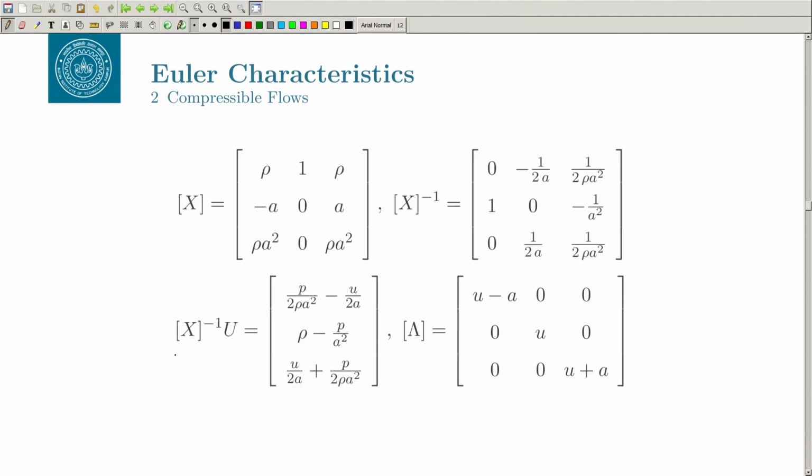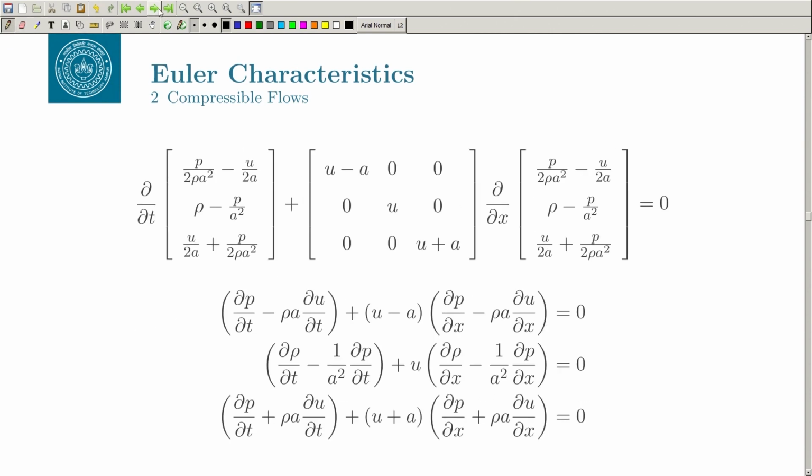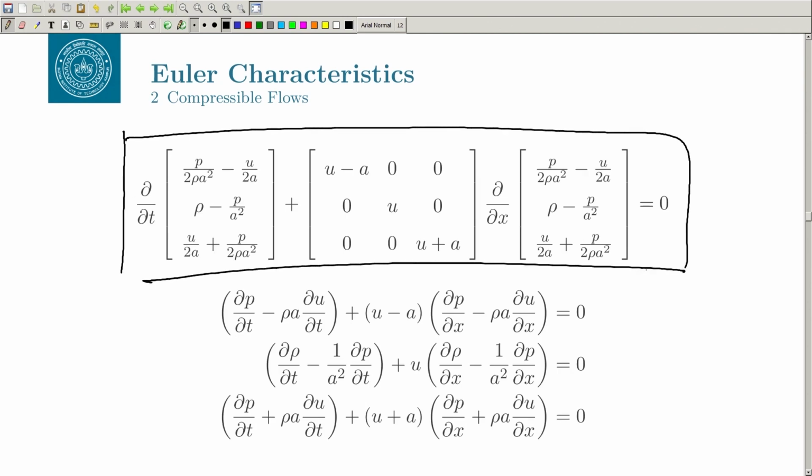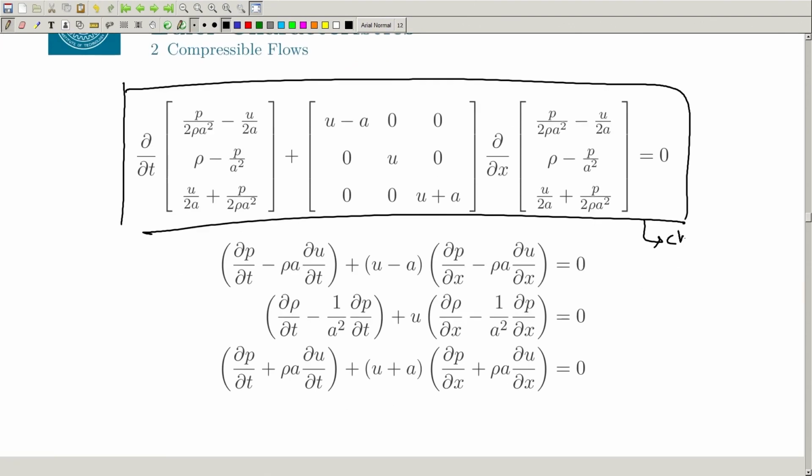If you do X inverse u, this is the value of v, this is your v. This is your new vector and you can write everything in this, and this is your u, this is your lambda, and finally, your equations will look something like this. This is your final equation. These are called the characteristic form of the Euler equations, the characteristic form of 1D Euler equations.